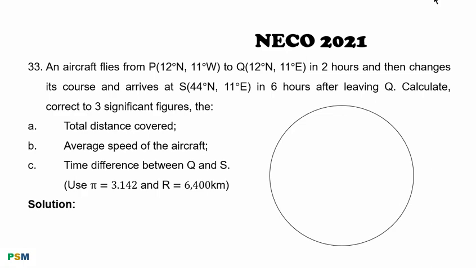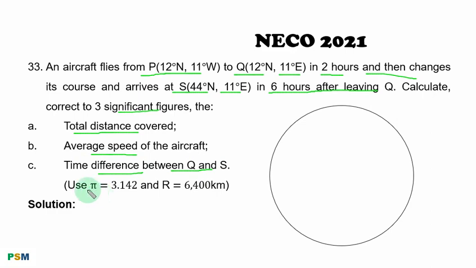Example 33. An aircraft flies from P latitude 12 degrees north, longitude 11 degrees west to Q latitude 12 degrees north, longitude 11 degrees east in 2 hours, and then changes its course and arrives at S latitude 44 degrees north, longitude 11 degrees east in 6 hours after leaving Q. Calculate correct to 3SF the A part of the question: total distance covered, B average speed of the aircraft, C time difference between Q and S.